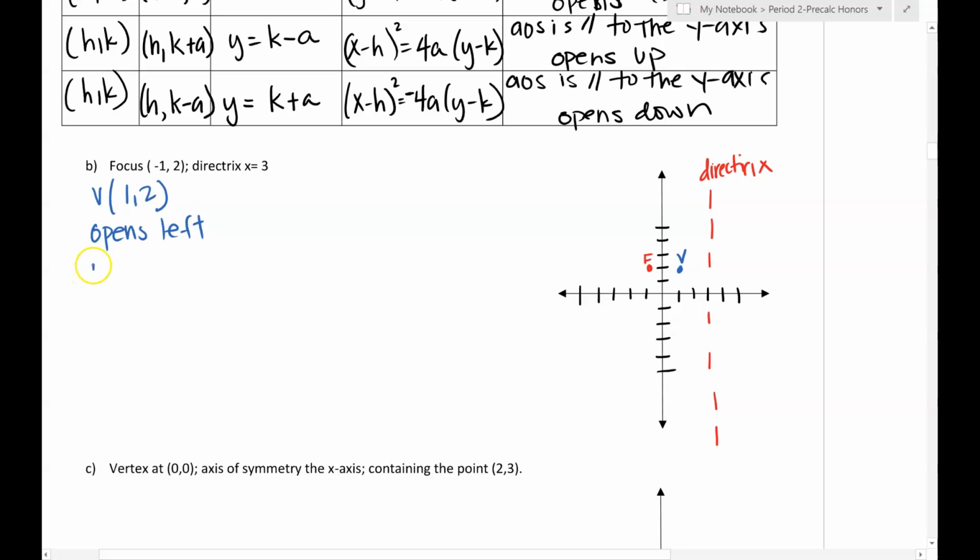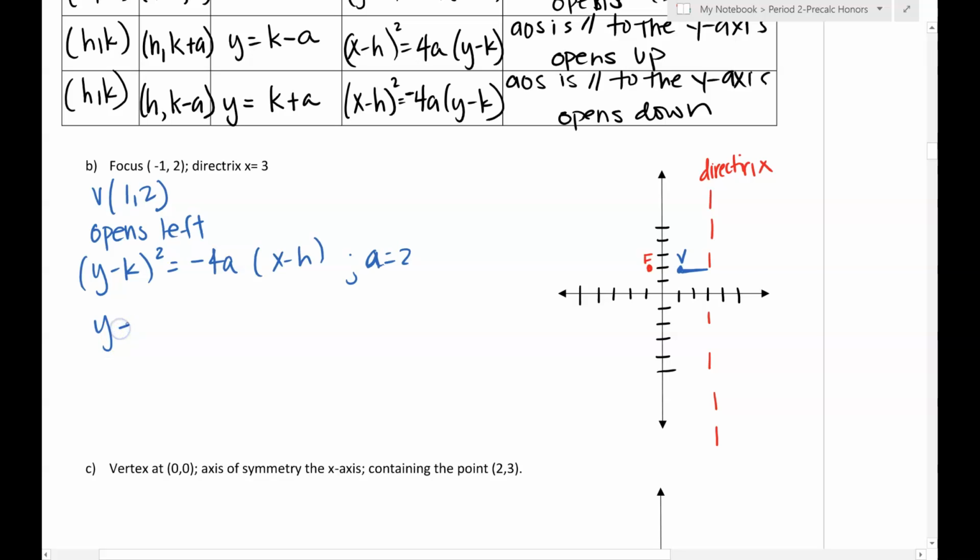Okay, then if it opens to the left, let's go and see if we can write down the formula. The formula is going to be (y minus k) squared equals -4 times a times (x minus h). Now let's find what a is. Remember, a is the distance between the focus and the vertex, or the vertex and the directrix, okay? And it looks like it's 2 units. So this here is 2 units. So a equals 2.